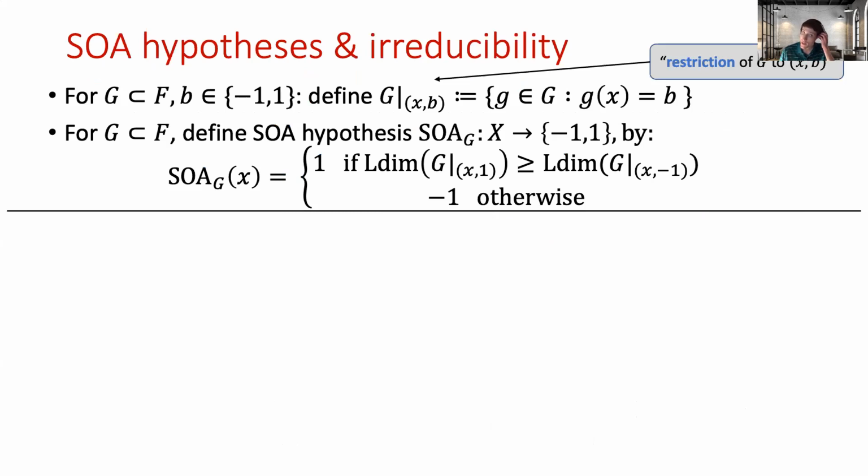For a class G and a bit B, as well as a point X, we're going to define the restriction of G to XB to be the set of hypotheses little g in the class big G which map X to B. And now the SOA hypothesis for class G, denoted by SOA G, which is a mapping from X to {-1, 1}, is the following function. Given a point X, it outputs whichever bit, 1 or -1, such that the restriction of G to X in that bit has larger Littlestone dimension. And we'll break ties arbitrarily in favor of the bit 1. So that's shown right here in notation.